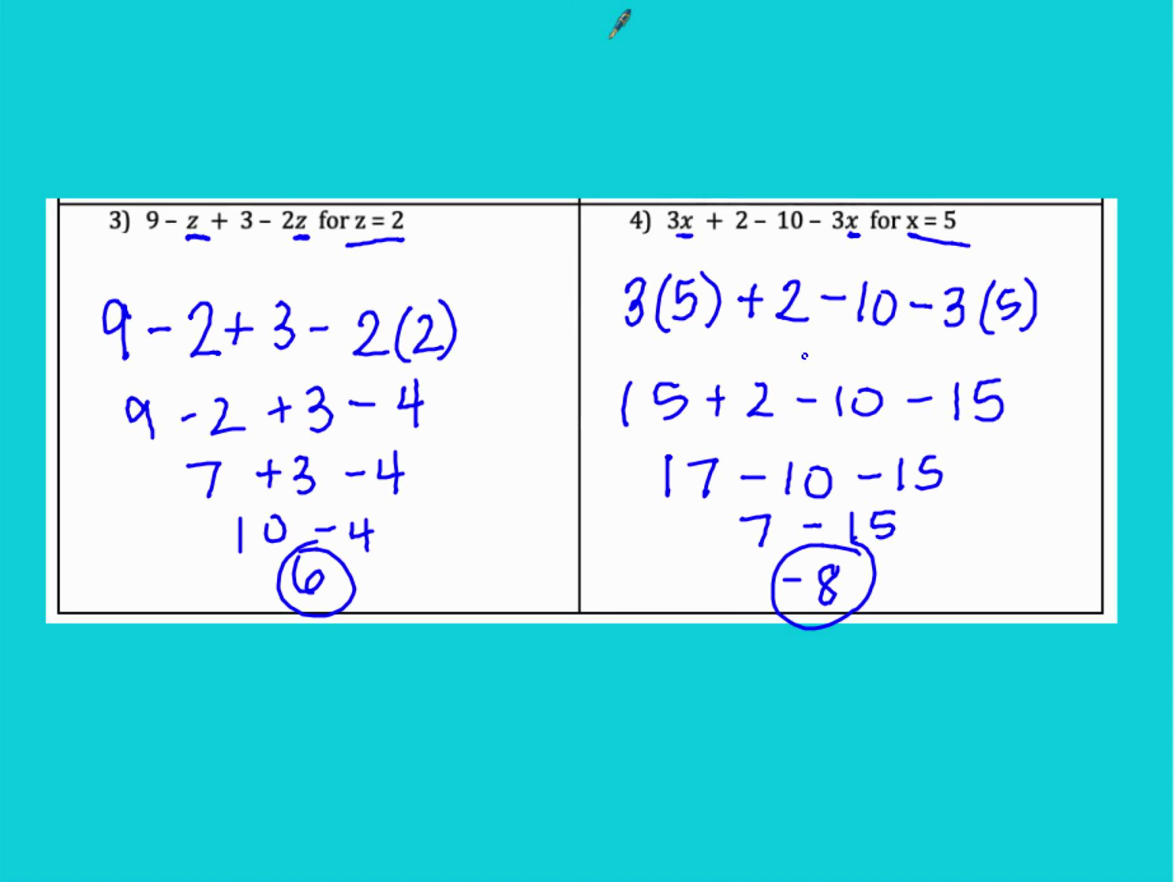So just some warnings here. We always want to put our numbers in with parentheses, just in case we're ever adding a negative in there. This is going to keep our signs clear for us. We always want to make sure that we're going from left to right when we're simplifying expressions, and always follow your order of operations.